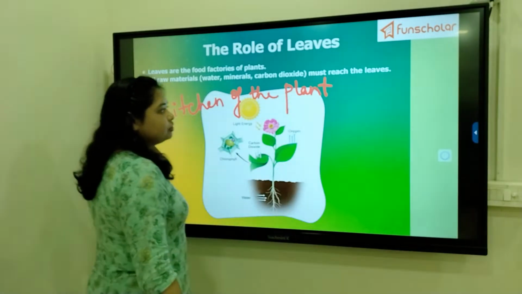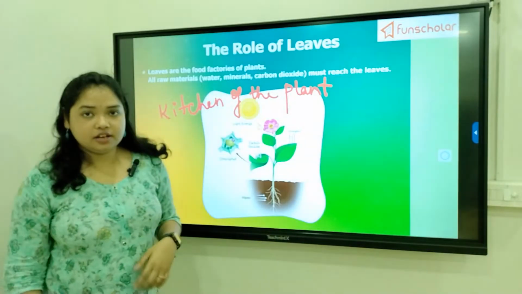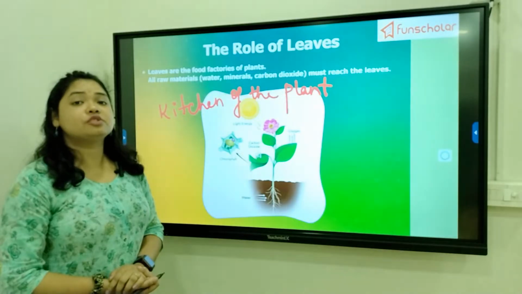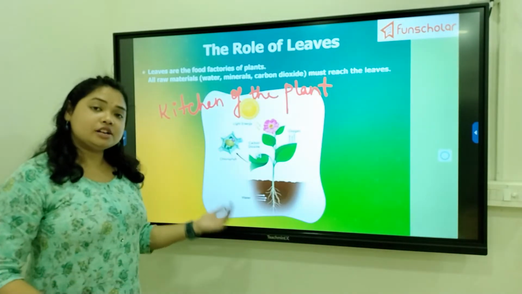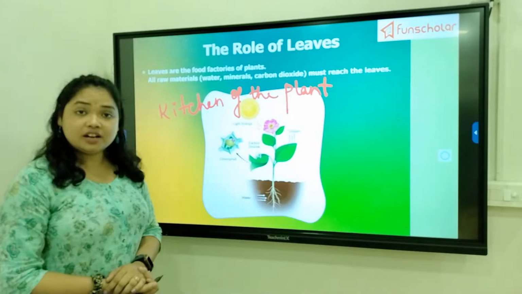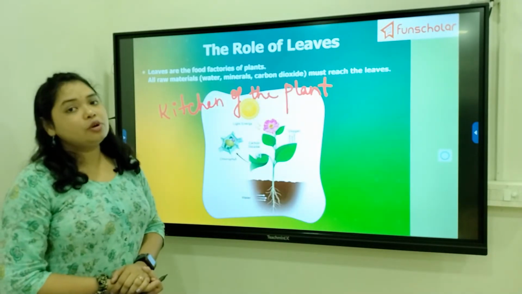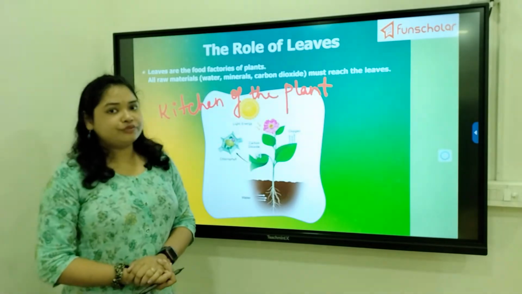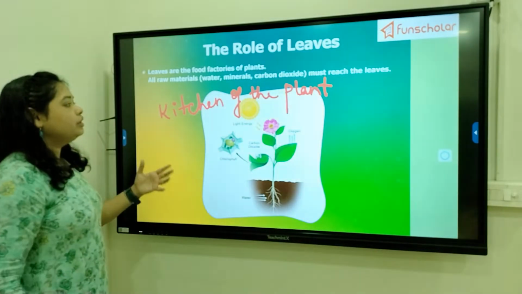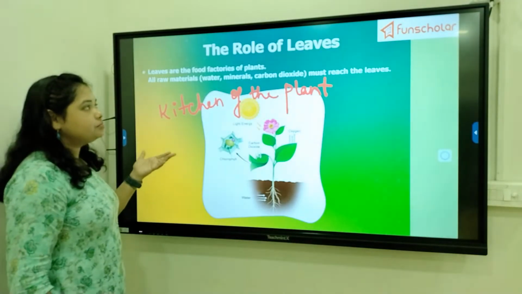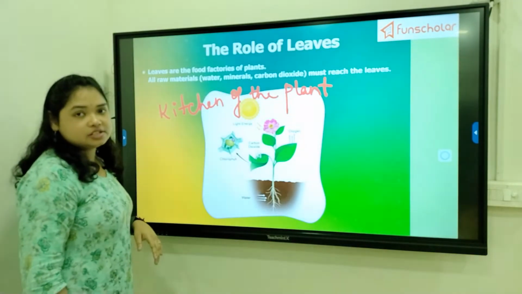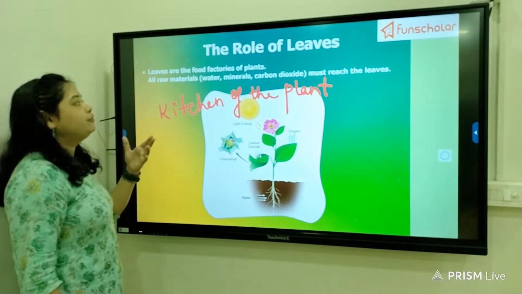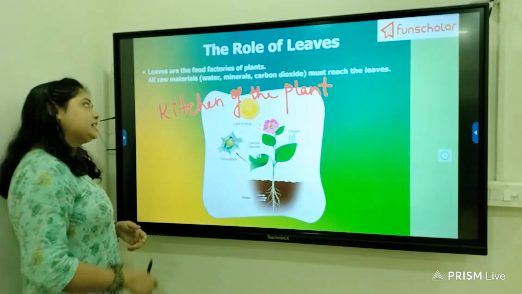Now, apart from the leaves, which are green in color particularly because they contain the pigment chlorophyll to absorb the sunlight, other parts of the plant such as the young green stem can also prepare food because they also contain the pigment called chlorophyll. But as of now, we need to know that since leaves are the majorly green parts of the plants, they are known as the kitchen of the plant where the food preparation process takes place.